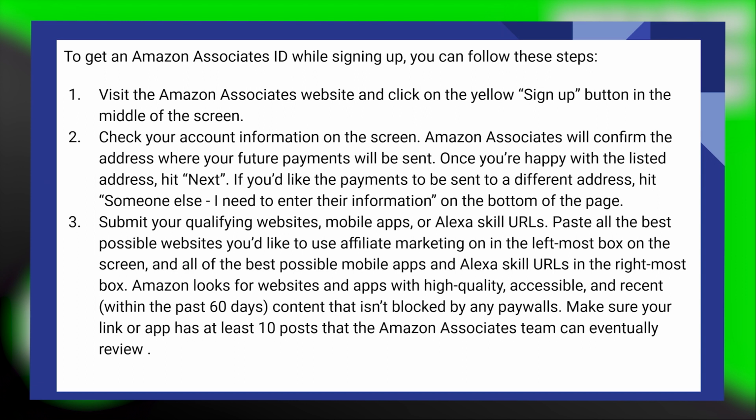Submit your qualifying websites, mobile apps, or Alexa skill URLs. Paste all the best possible websites you would like to use affiliate marketing on in the leftmost box on the screen, and all of the best possible mobile applications and Alexa skill URLs in the rightmost box.